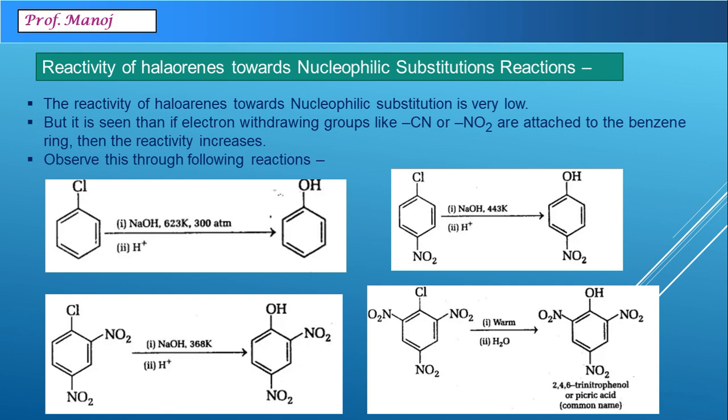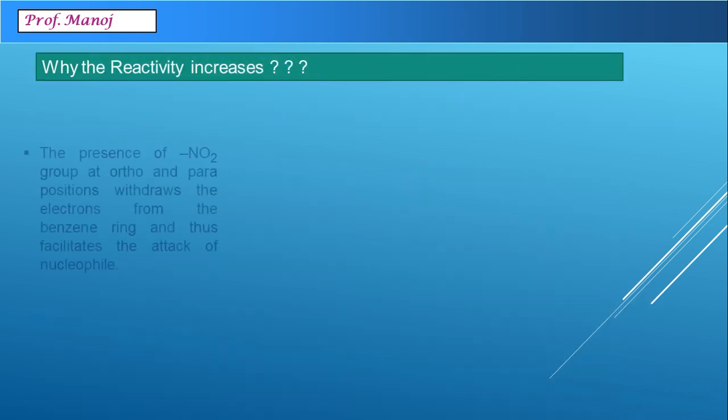I hope you can see that in all the reactions, chlorine is getting replaced with OH, and temperature conditions are becoming easier and easier: 623 to 443, 368, and merely warming. What is making it different? Why is the NO2 group making a difference? Also, you can see that we haven't put any group at meta positions at all. Let us give some reasons for it.